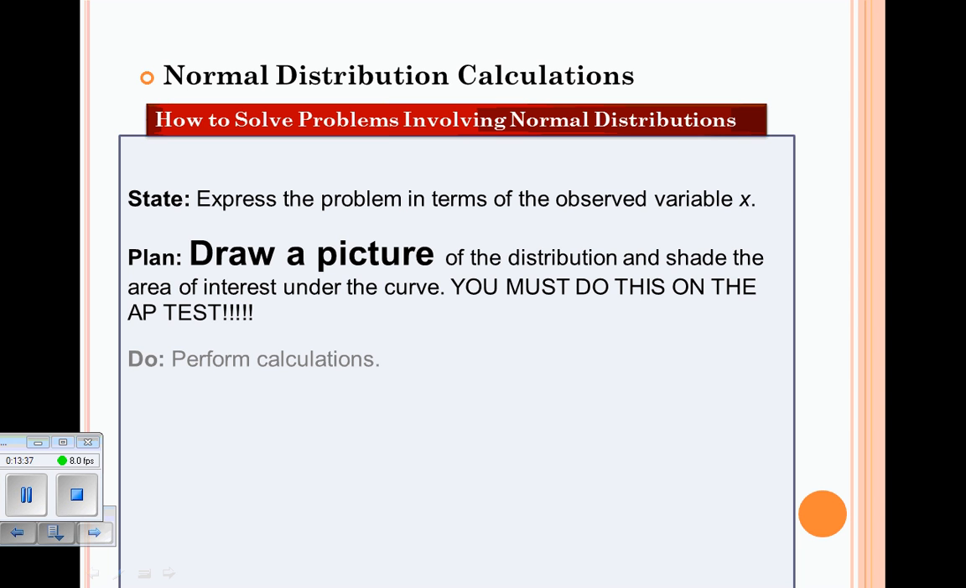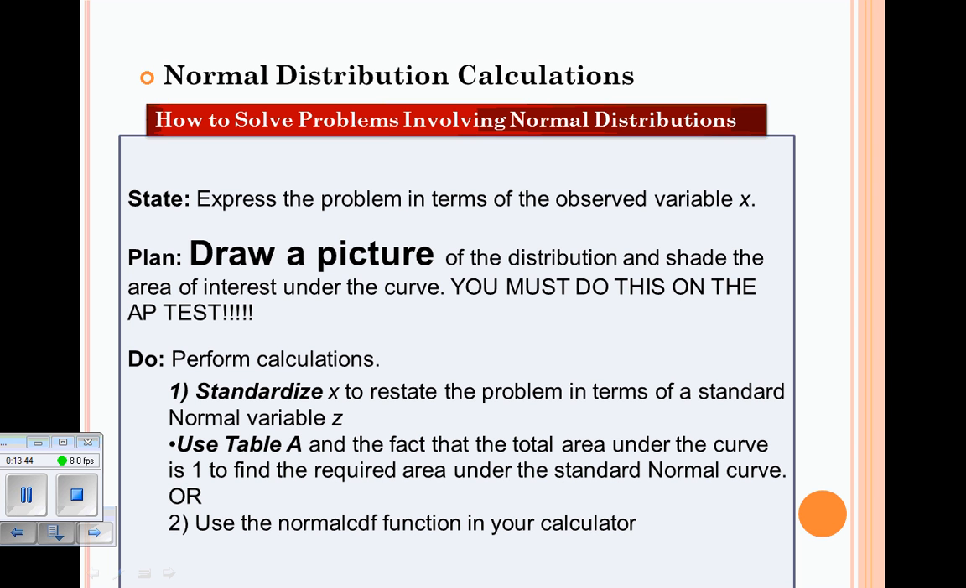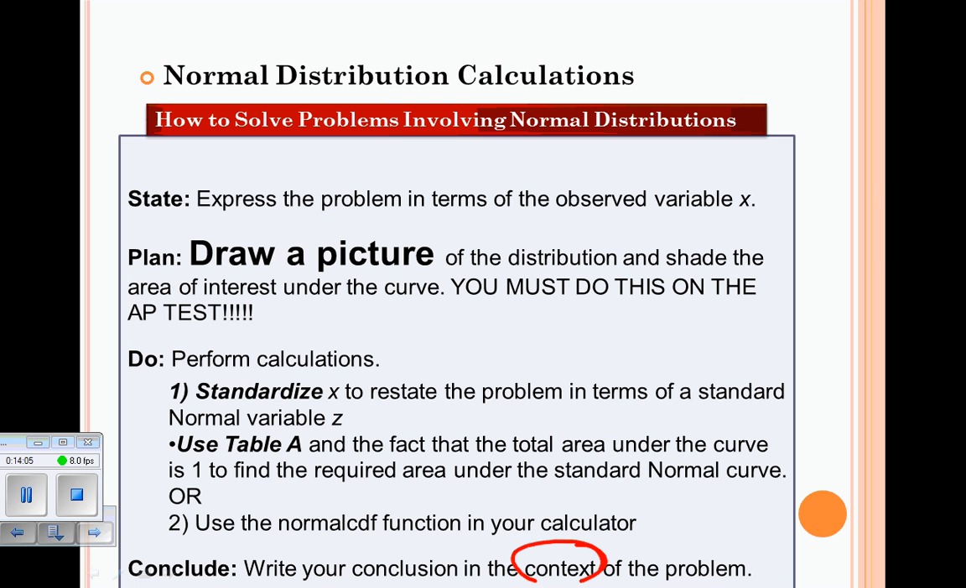Now again, always draw the picture or be very specific in stating what everything represents. Do your calculations, look at the table, or find the normal CDF, only after you've stated everything or drew your picture. Okay. At the end, write your conclusion in context. This is key. In context of the problem. So what does it actually mean with what's happening in the problem?